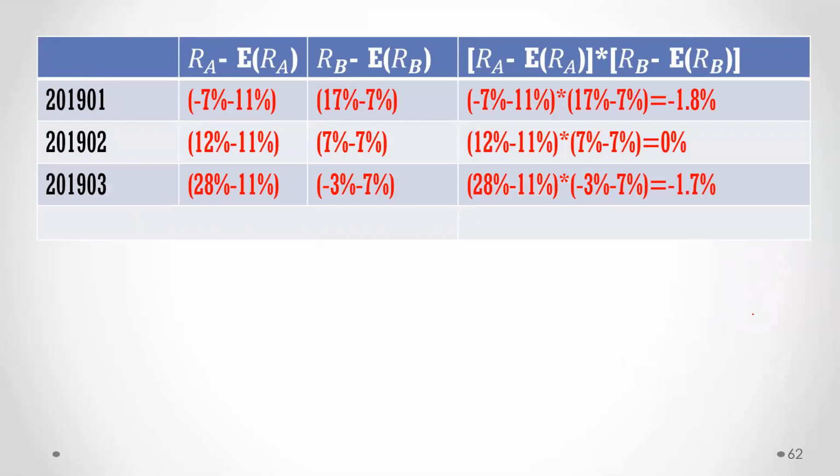So this is the result. We calculate the deviation for each month and then calculate the product. So we know that for the first month, the product is minus 1.8%. The second month is 0%. And for March, we get a negative again, minus 1.7%. So we already have each month's product of the deviation.